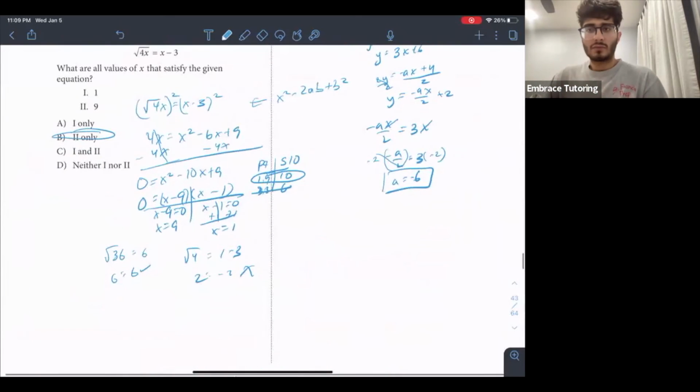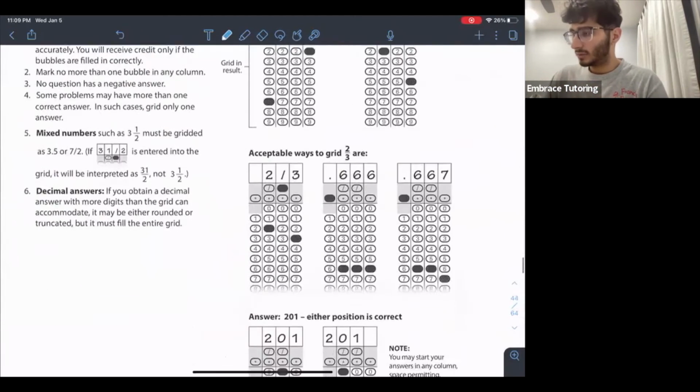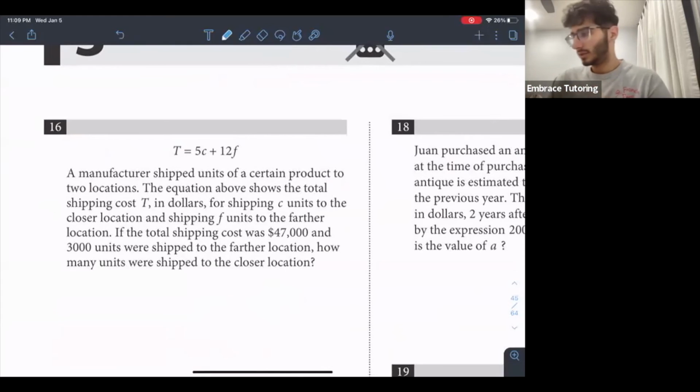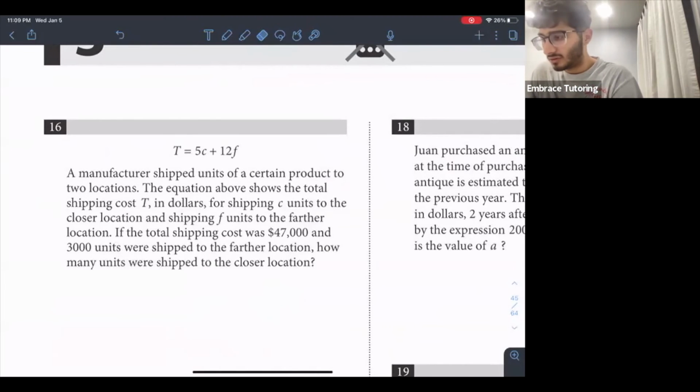So now we are done with the multiple choice section of section 3, and now we're going to the grid-in section. And so now it resets in difficulty. So now for question 16, a manufacturer shipped units of a certain product to 2 locations. The equation above shows the total shipping cost T in dollars for shipping C units to the closer location and shipping F units to the farther location. If the total shipping cost was $47,000 and 3,000 units were shipped to the farther location, how many units were shipped to the closer location?